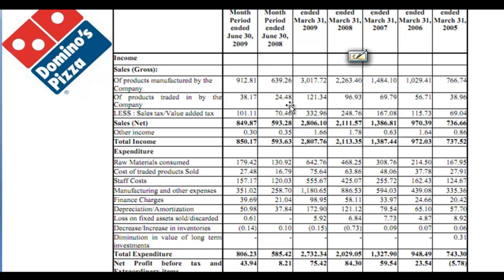They sell you Coke, they probably sell you fresh lime soda, they probably sell you some kind of molten lava chocolate cake. I think that's a recent cake introduction Domino's has. So they have all these products that they sell you, maybe some kind of a banana smoothie or things like that, which they don't make. They just buy it from somebody else and they sell it. That is this line right here, products traded in by the company.